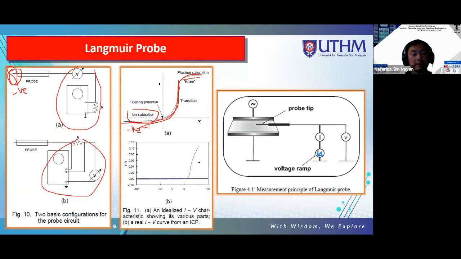If you go to a more practical result, this will be the result. You can see it's a little bit different, but the maximum current is around maybe 50 nanoamps, something like that.